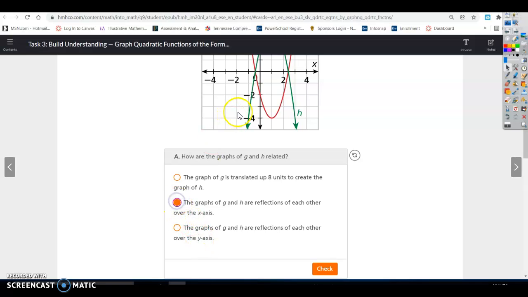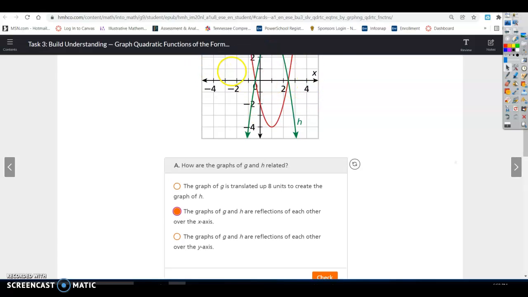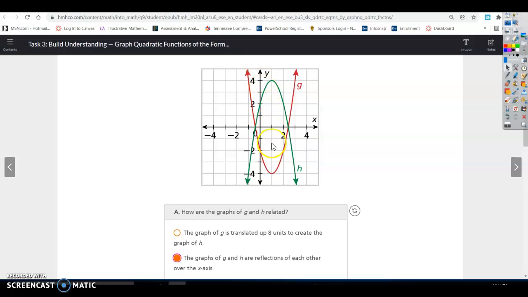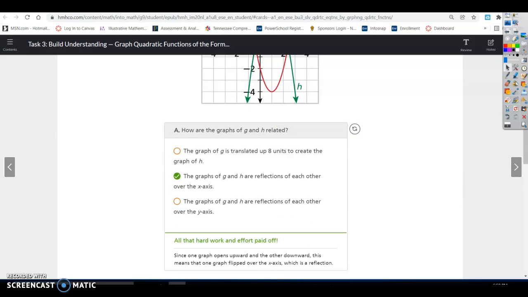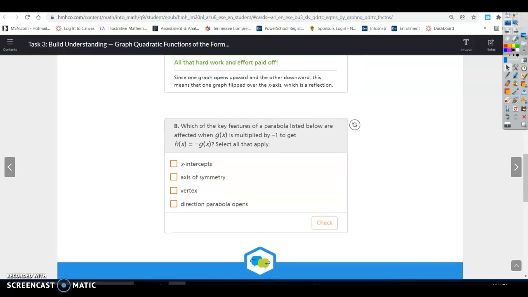That is not correct, because that means they would be reflecting across this line instead of this line. So they would be reflected across the vertical line instead of the horizontal one. So it has to be reflection across the x-axis.